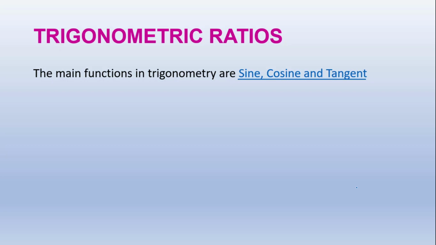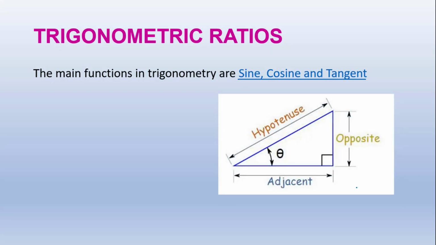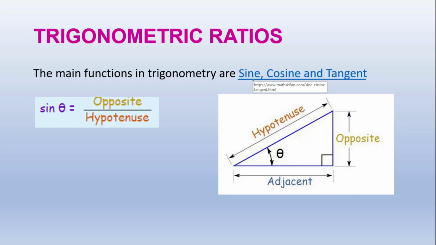Now let's see the trigonometric ratios. The main functions in trigonometry are sine, cosine and tangent. Let's see first the right angle triangle in which we are finding these ratios. So sine theta is given by the opposite side divided by the hypotenuse, or you can also say sine theta is the ratio of the opposite side and the hypotenuse. In short we write sine as sin only. Since the opposite side is the perpendicular, it is also written as p by h.